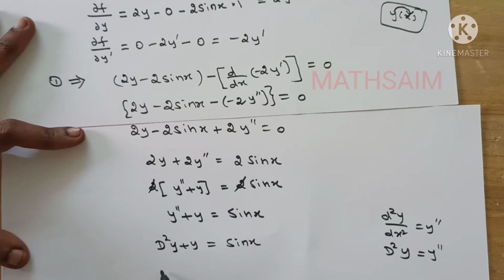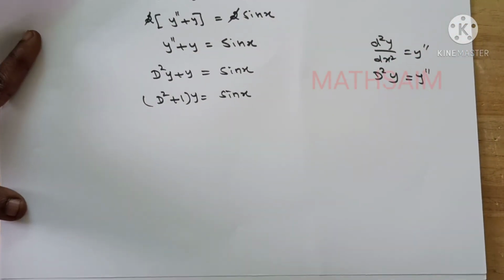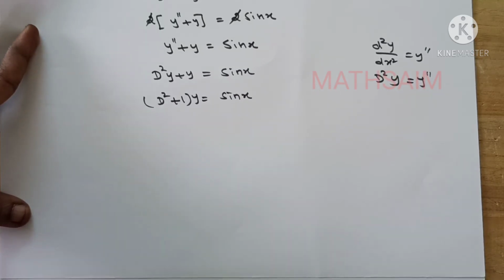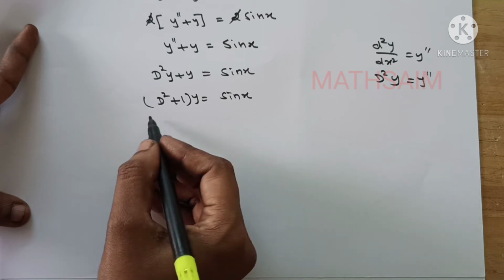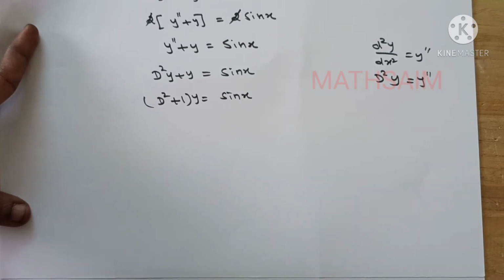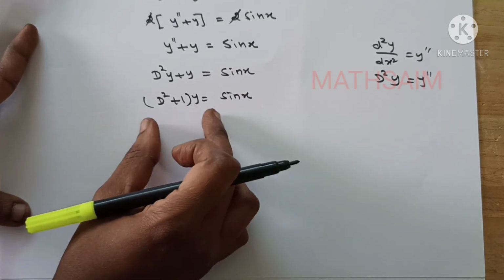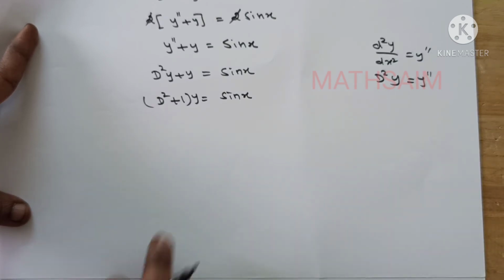Now I can write this as (d square plus 1) of y equal to sin x. Now we have reduced the equation into the standard form of the differential equation. Already you have studied this one in the previous semester itself. Now we are going to solve this one. It is very simple. Actually, this is the second type of differential equation. First you are going to find the complementary function, then you are going to find the particular integral, then the summation of those two is going to give the final solution of this equation.